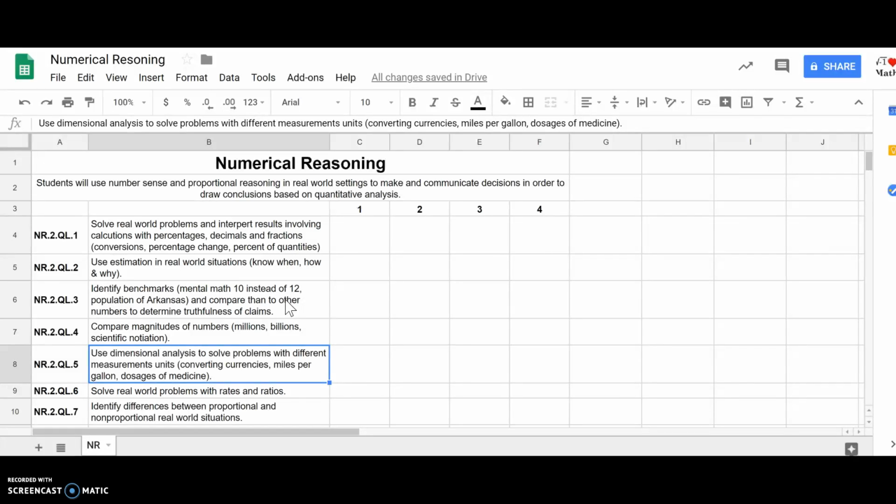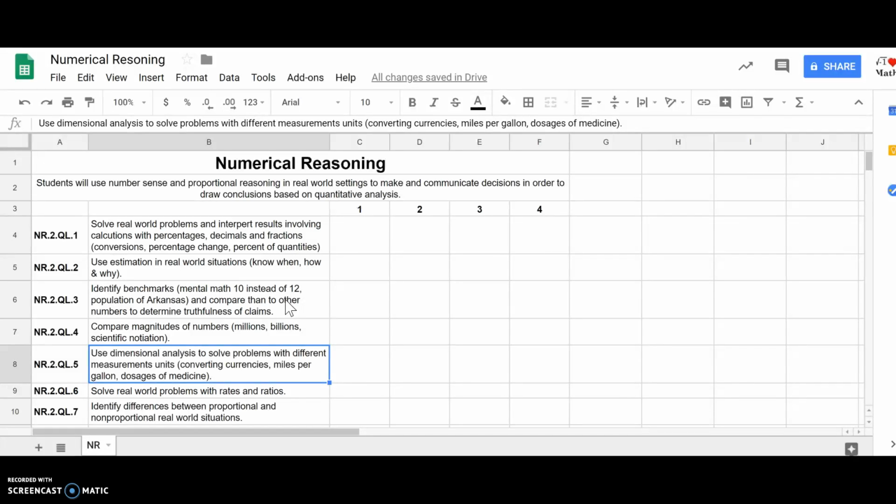So then number 5 says use dimensional analysis to solve problems with different measurement units. So this means like converting currencies. So like if you're exchanging dollars for euros, or you're exchanging just currencies from place to place. So that would be what that would look like. Miles per gallon, that's also dimensional analysis. So if you're planning a road trip, you're looking at miles per gallon because a part of your budget for your road trip really needs to go to gas. Otherwise, you are not going to make it very far, right? You for sure want to have enough gas to get back to Arkansas.